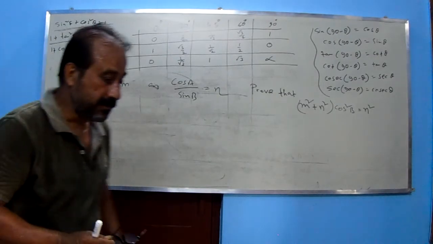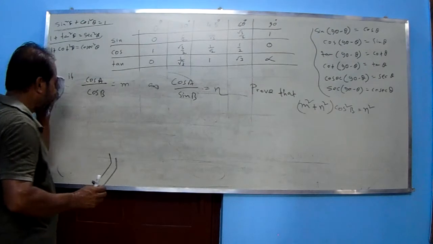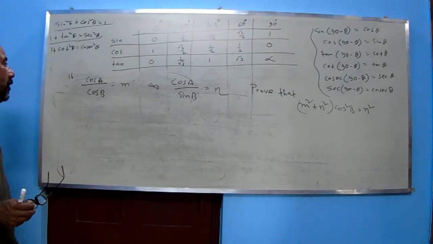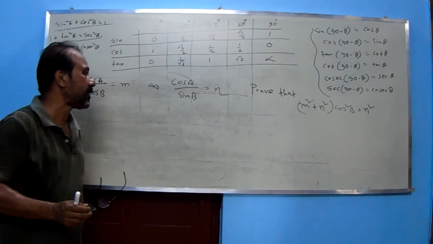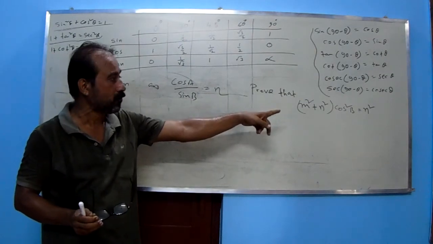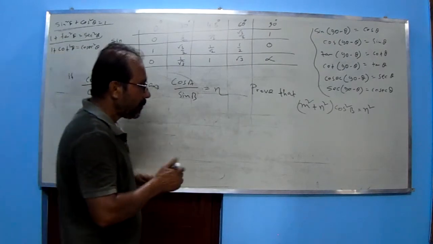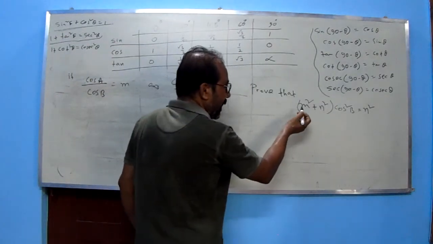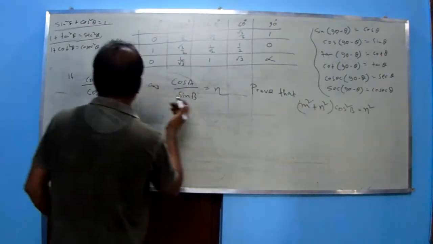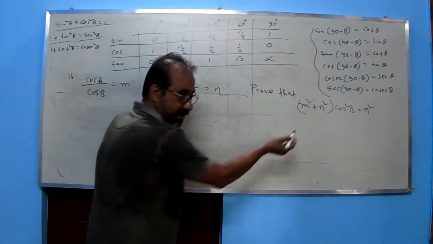Again, if cos A by cos B equal to M and cos A by sin B equal to N, prove that M square plus N square into cos square B equal to N square. So M square and N square, after that they are added.